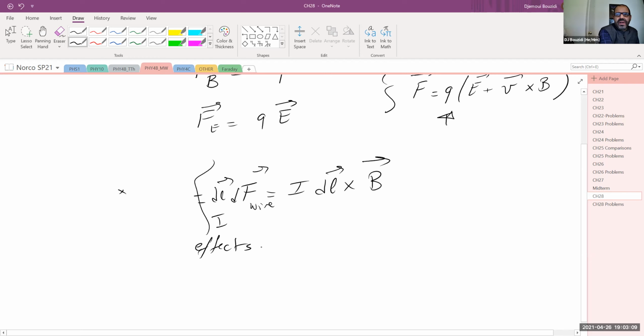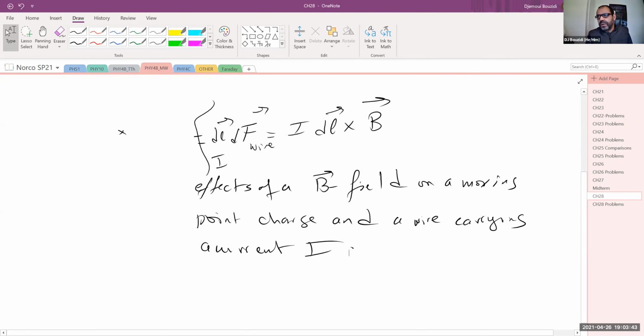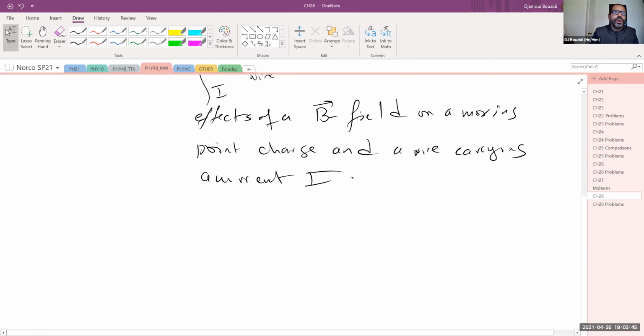Effects of a B field on a moving point charge and a conducting wire carrying current I. So that is basically in a nutshell what we have seen from the previous chapter. And again, like I promised, we're going to come back to it for more applications.